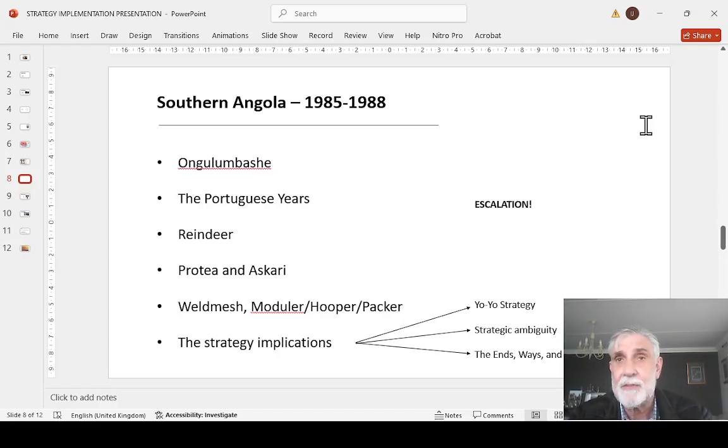So the ends, towards the end, were shrouded in strategic ambiguity. Nobody really knew what was to be achieved. So if you use the ends, ways, and means test, I spoke about the ends. Nobody was quite sure what it was. The ways, the operational concepts, there we were superior to any opposition that we ever faced. South African soldiers were the best because of their training, and there's no doubt about that.